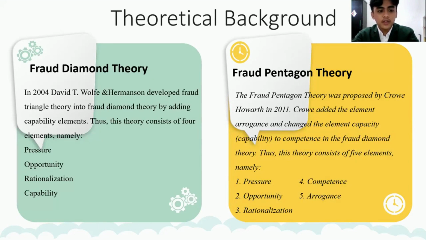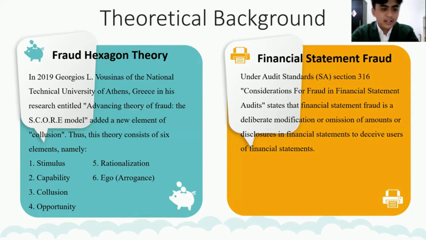In 2004, David T. Wolfe developed the fraud triangle into the fraud diamond, adding capability as an element. And in 2011, Crowe Howarth developed the fraud triangle theory again by adding arrogance as an element. Fraud hexagon theory in 2019 by Vousinas, adding collusion as a new element. And then financial statement fraud. Under the auditing standard, SAS section 316, financial statement fraud is a deliberate modification or omission of amounts or disclosures in financial statements to deceive users of financial statements.